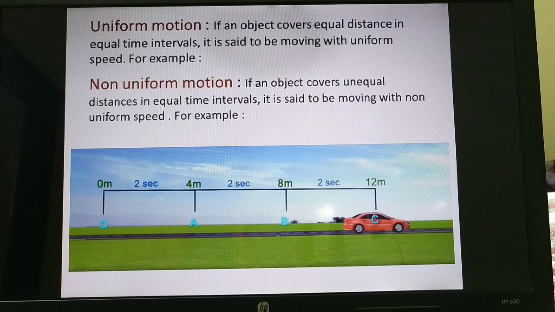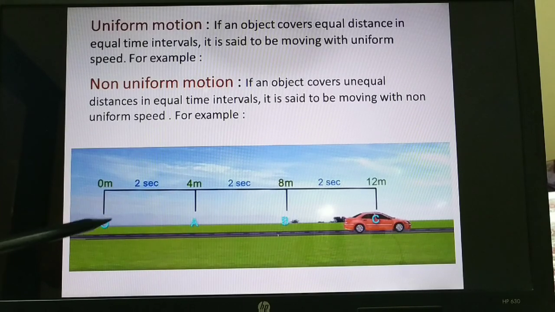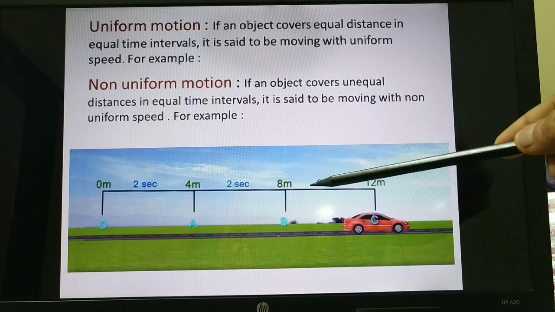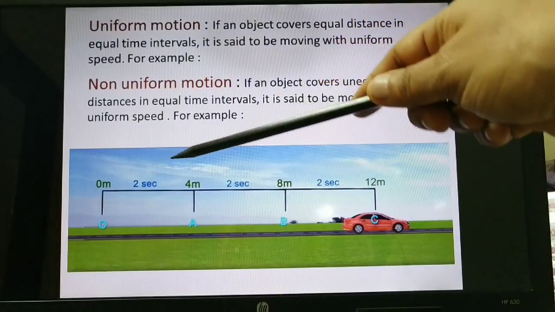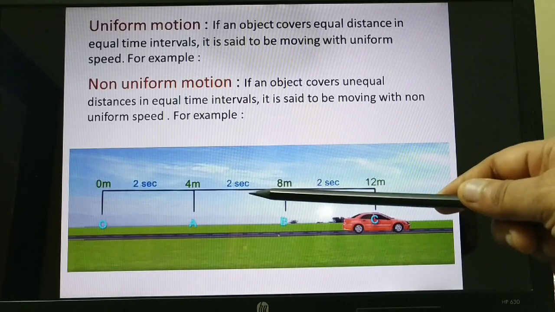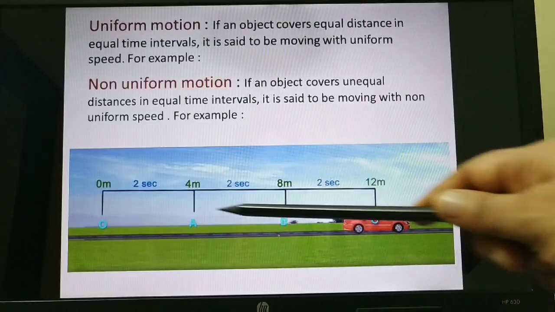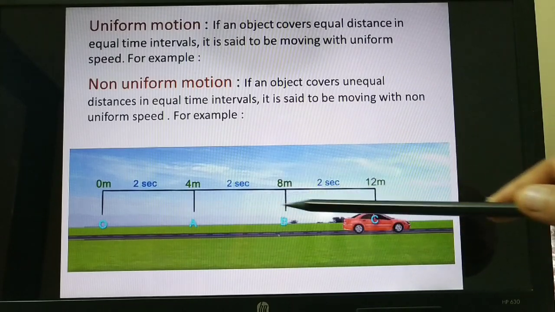See here, the car is shown in the picture. The car is traveling from 0 meters to 4 meters in 2 seconds. Next 4 meters in 2 seconds, and again the next 4 meters in 2 seconds. That means from 0 to 4 it has taken 2 seconds, 4 to 8 meters 2 seconds, and from 8 meters to 12 meters 2 seconds. That means from 0 to position C it has maintained a constant speed, constant motion.